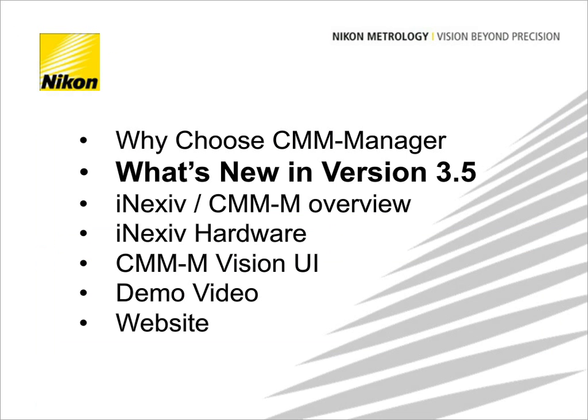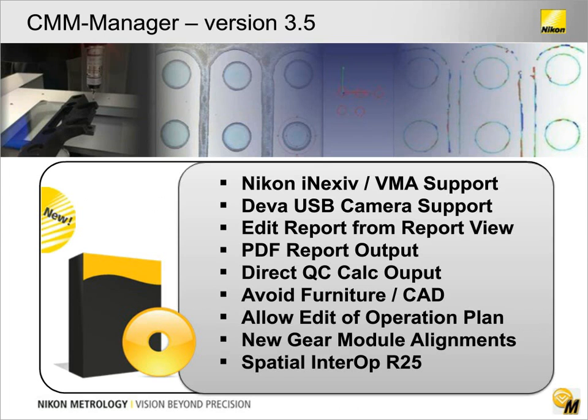So the next thing that we'll talk about briefly, what's new in version 3.5. Earlier this year, we released CMM Manager version 3.5. And in this version, of course, one of the bigger things that we've introduced is the Nikon iNexiv DMA support. We've also added, briefly, Diva USB camera support. This is another option for a retrofit camera that we talked about previously.